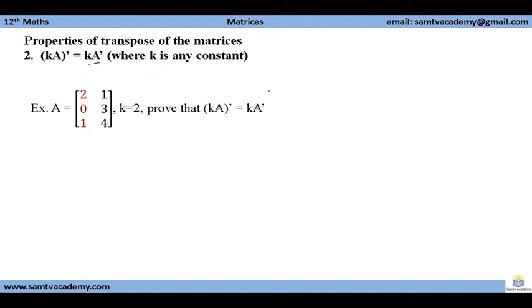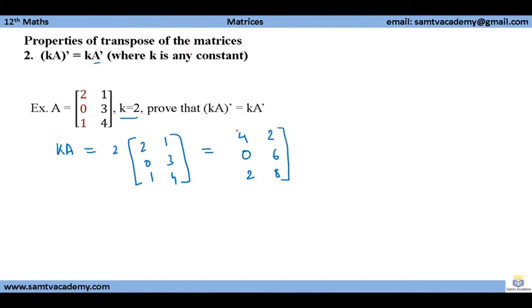So let's prove it. First we will find kA. What is the value of k? K value is 2, and what is A here? So what will be kA? kA is equal to, we will multiply k with all elements of the matrix. A is 2 0 1 1 3 4. So first we multiply it, and we will get 4 0 2 2 6 8. Now this is kA.